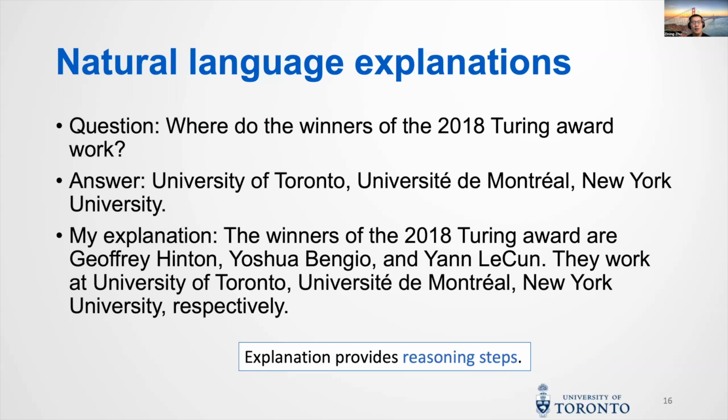So this is a two-hop reasoning process, and in order to reach the result and answer this question, you need to make two hops. The first hop queries the winners of the 2018 Turing Award, and the second hop queries the location where each of these three researchers work. So explanation can provide reasoning steps and complete the hop.